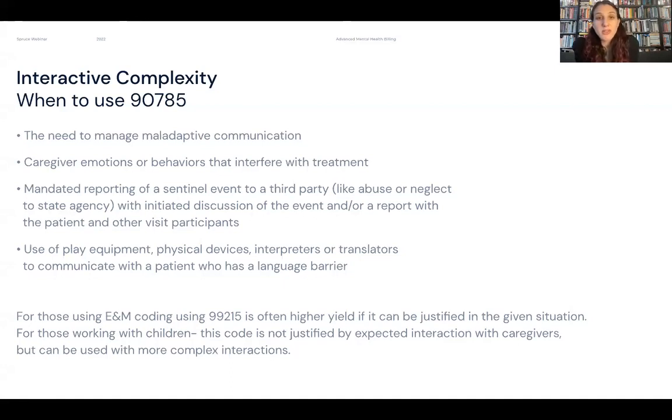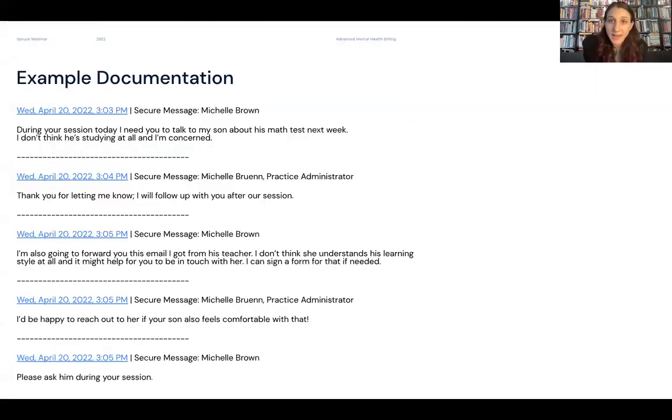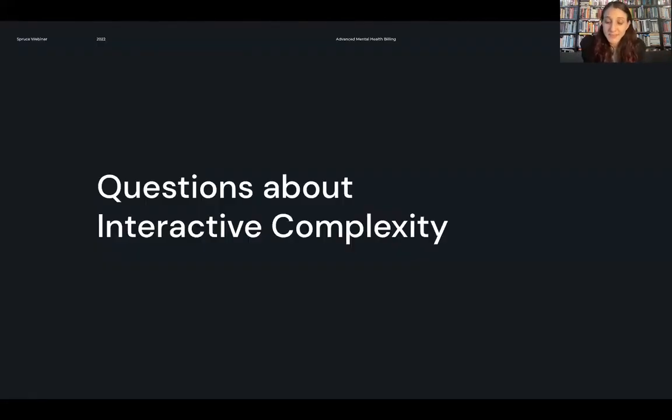So just circling back on that. And I have some questions about interactive complexity. Oh, perfect. There's a lot of questions. This is great stuff. They keep coming. I keep losing them. All right.